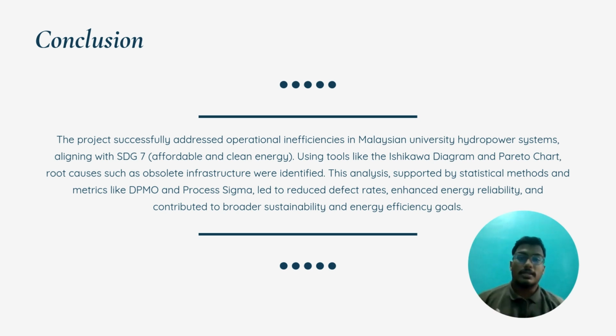So in conclusion, this project tackled the inefficiency in a Malaysian university hydropower system, aligning with SDG 7 for clean energy. In the define phase, we used the Ishikawa diagram and Pareto chart to identify the problems. And with the data-driven analysis, we improve the system performance, reduce defects, and enhance energy reliability. And it contributes to the sustainability and energy efficiency goals.